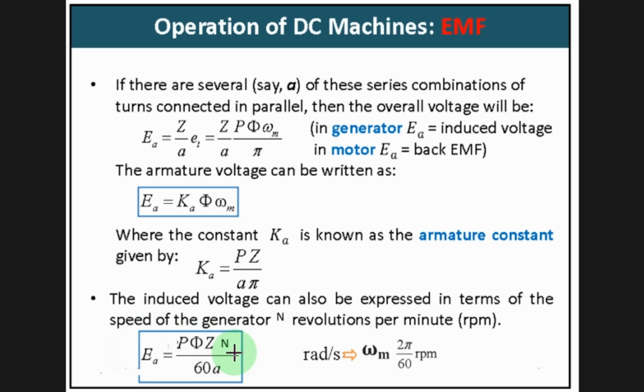So this is the equation that you have to remember for calculations, so you don't have to worry about how this is derived. So finally what is required is this one. P is the number of poles, φ is the flux per pole, Z is the total number of conductors, n is the revolutions per minute, A is the number of parallel paths, right? So that you have to remember.